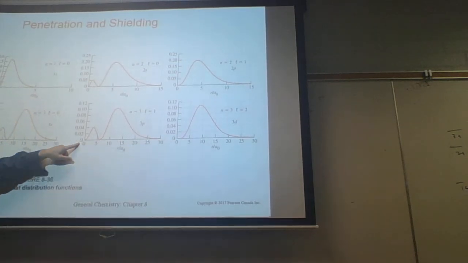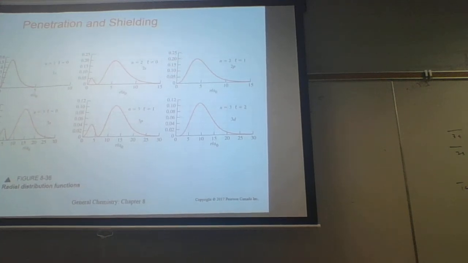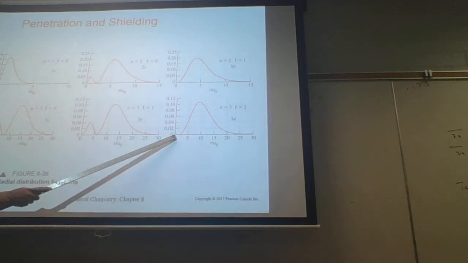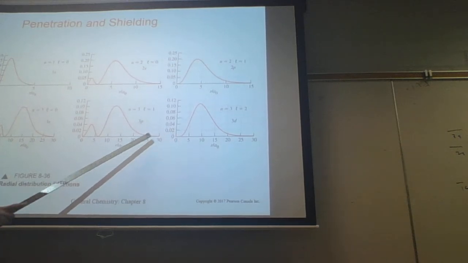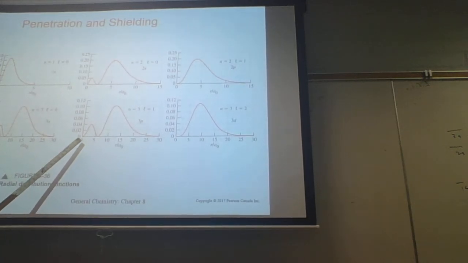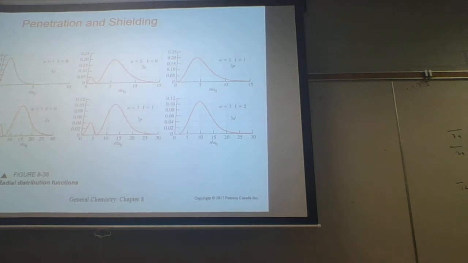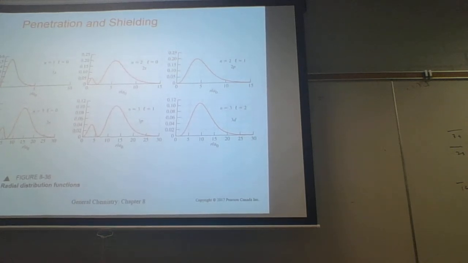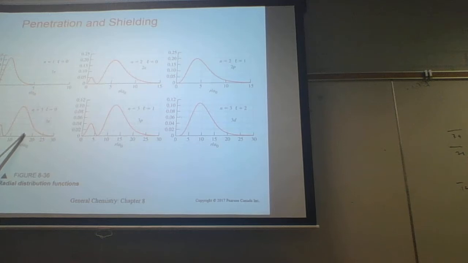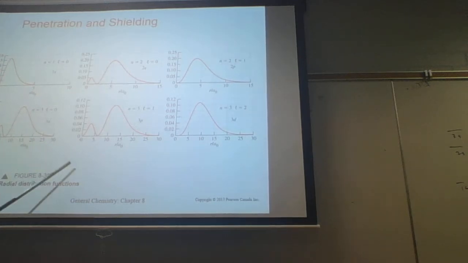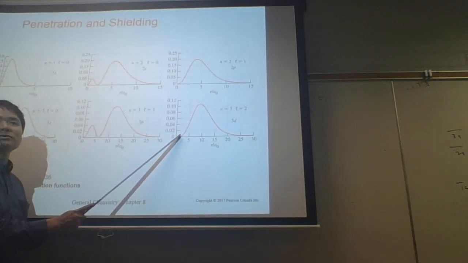Whereas a 3s, you see this little blip here. That's significant because that little blip means that there's some probability of finding the electron very close. And in fact, there's good probability compared to this. We have a name for that. If there's a decent probability of finding the electron closer to the nucleus, that is, this 3s electron can sneak in close to the nucleus, whereas a 3d electron can't really sneak in close to the nucleus.